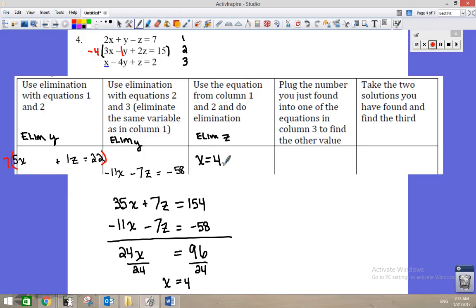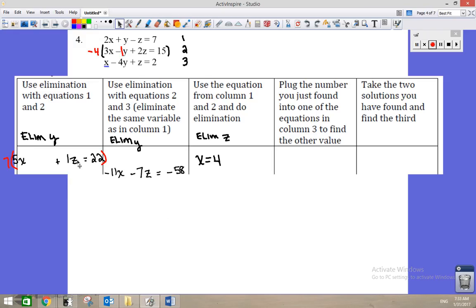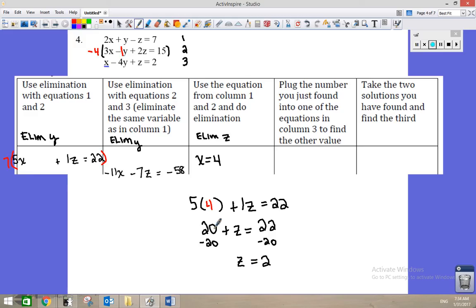Now, let's take this x equals 4 and plug it into either one of these equations from column 1 or column 2. I'm just going to go ahead and plug it into that first column before I multiplied it by 7, so the numbers are smaller. So 5 times x plus 1z is equal to 22. But see, I didn't write x because now I know x to be 4. And I can now solve this equation for z. So I've got 20 plus z is equal to 22. And if I subtract 20 from each side, it's obvious that z is equal to 2, that 20 plus 2 is 22.